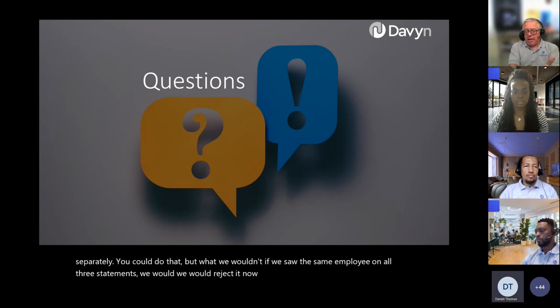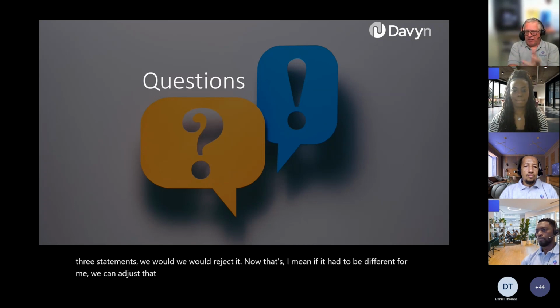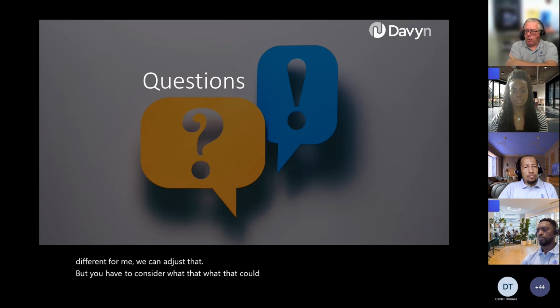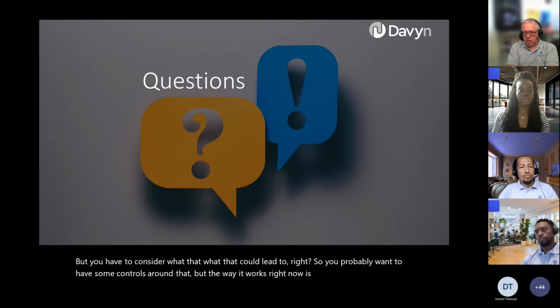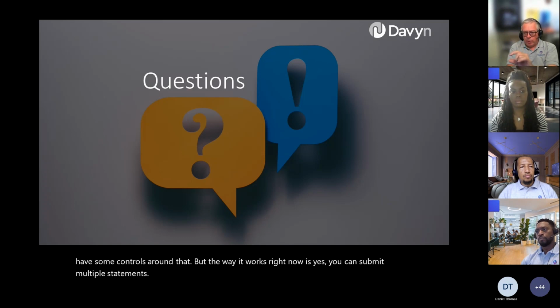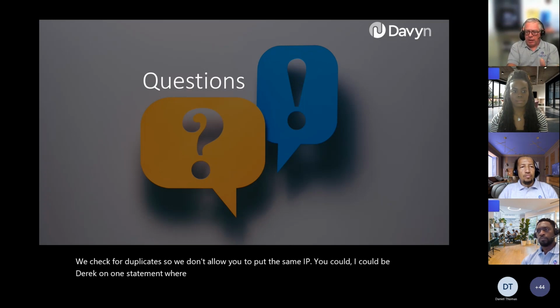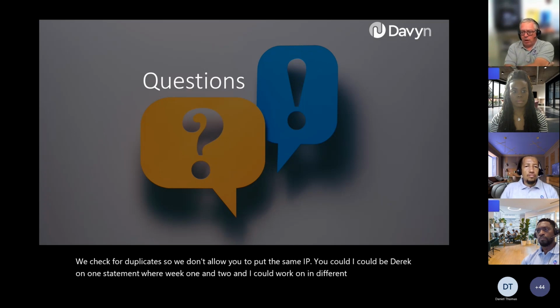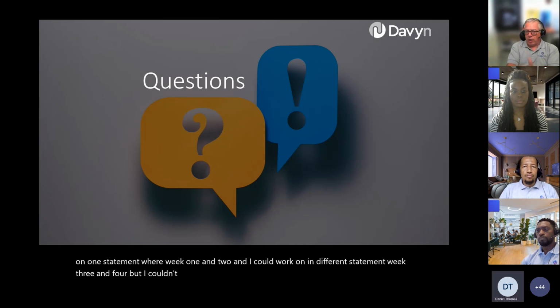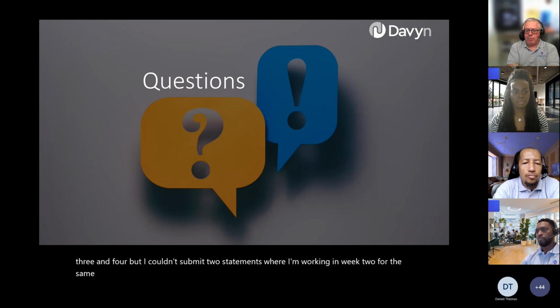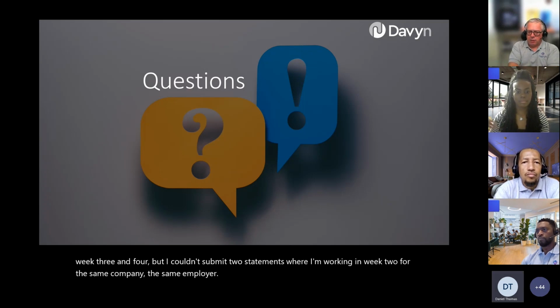Now if it had to be different for you, we can adjust that, but you have to consider what that could lead to, right? So you probably want to have some controls around that. But the way it works right now is, yes, you can submit multiple statements, but we check for duplicates. So we don't allow you to put the same IP. I could be Derek on one statement, work week 1 and 2, and I could work on a different statement week 3 and 4. But I couldn't submit 2 statements where I'm working in week 2 for the same company, the same employer. Does that answer your question?